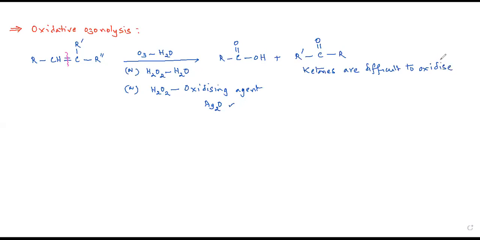Okay. So ketones are difficult to oxidize, the reason why these have got no further step. So from this end, we get a carboxylic acid, whereas from the other end, we get ketones. And supposing if we take an example of this type, say if propene is taken, right?